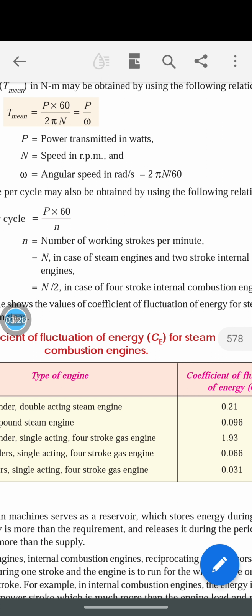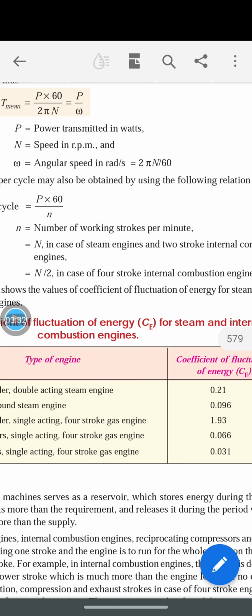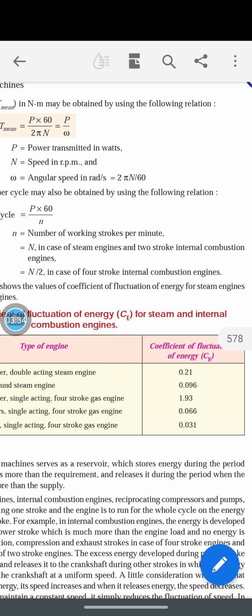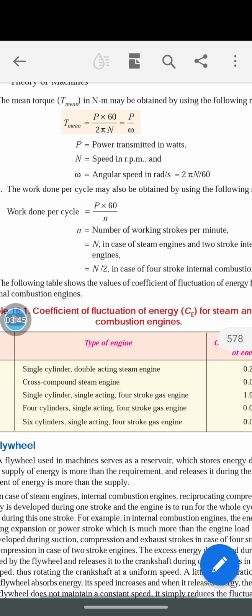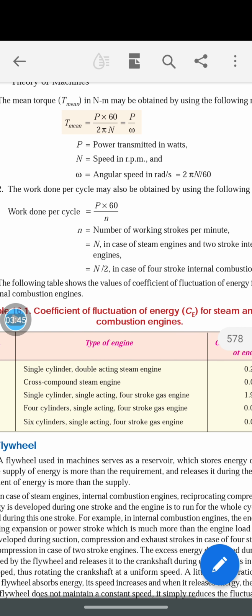If it is a 2-stroke internal combustion engine, then you need to take small n equal to N. If the problem is with respect to the 4-stroke engine, then you need to take small n equal to N by 2. Please remember this formula also. Work done per cycle is equal to power into 60 by small n, and remember the formula for small n also.